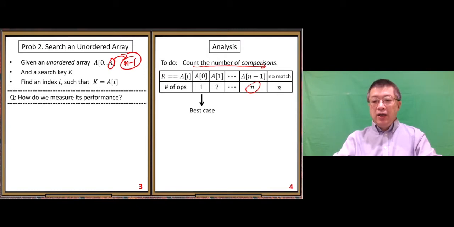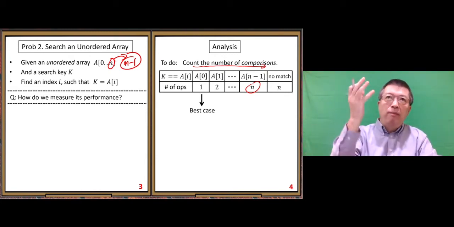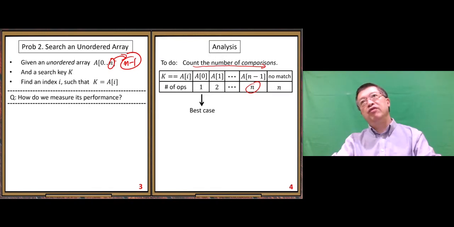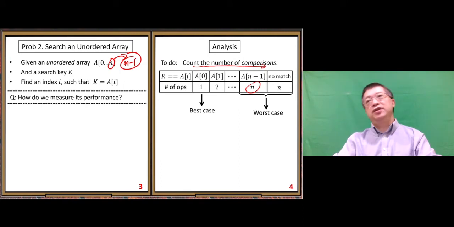We can see the first one corresponds to the best case. So we are very lucky when we do the first comparison, we find it. So that's the best case. What's the worst case? The last two cases, that's the worst case. They use the same number of comparisons, n. So they both correspond to the worst case.